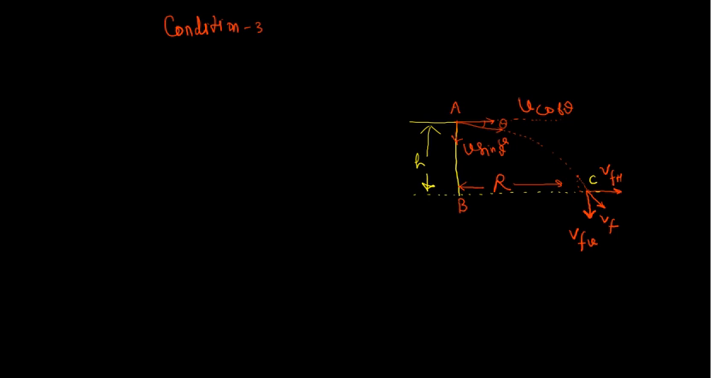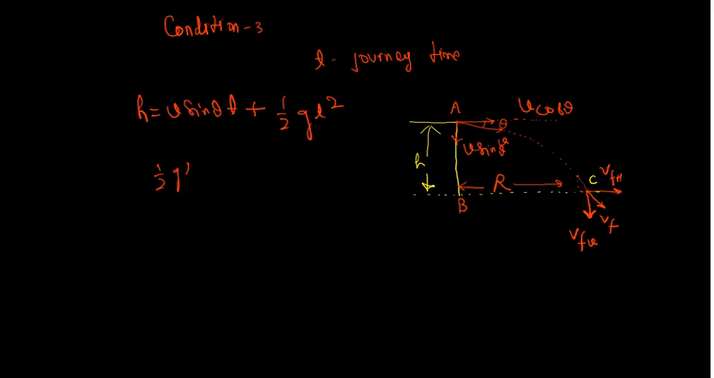Now again I can apply the second equation of motion. Let's suppose h is the displacement, so v sin theta multiplied by t, where t is the journey time, plus, now it will be plus. Why? Because I am moving downward and gravity will favor me. So plus half g t square. Again you can rearrange it. You will get half g t square plus v sin theta into t minus h is equal to 0.